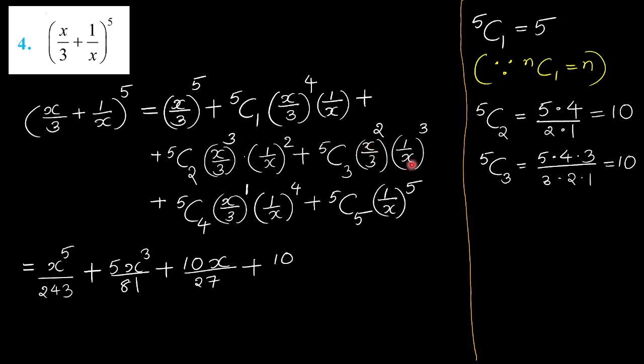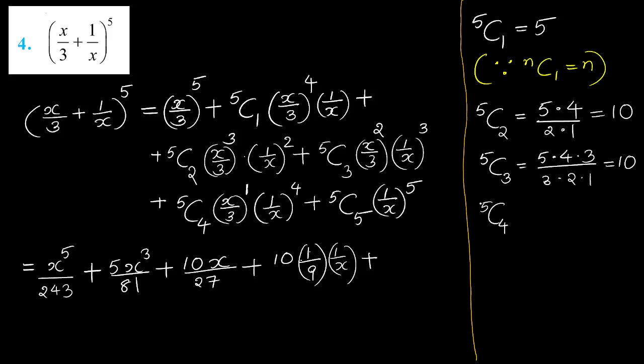X square by x cube, 1x in the denominator side. X square by 1 by 3 square is 1 by 9. I will write one extra step. 1 by 3 square is 1 by 9. X square by x cube is 1 by x. Understood. X square by x cube, 1 by x. 1 by 9 will be there.